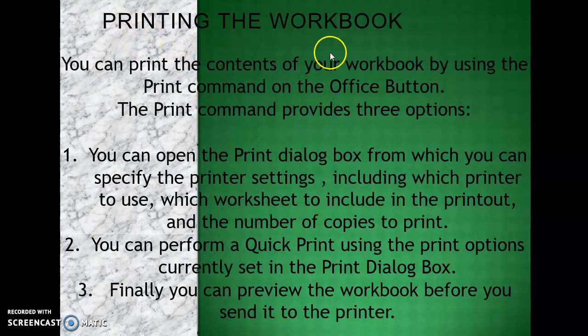How to print the workbook? You can print the contents of your workbook by using the print command on the Office button. The print command provides 3 options. You can open the print dialog box, from which you can specify the printer settings, including which printer to use, which worksheet to include in the printout, and the number of copies to print. You can also perform a quick print using the print options currently set in the print dialog box. And finally, you can preview the workbook before you send it to the printer.